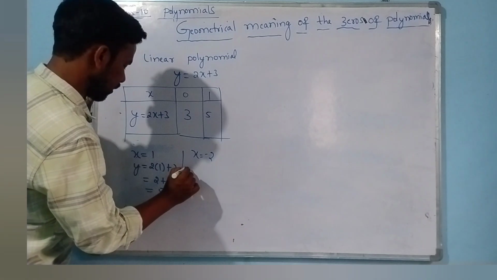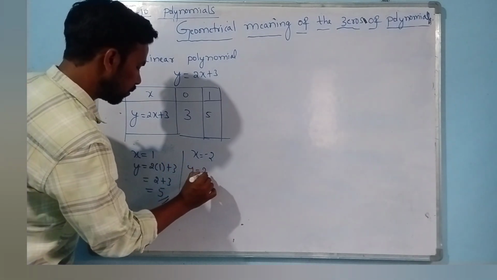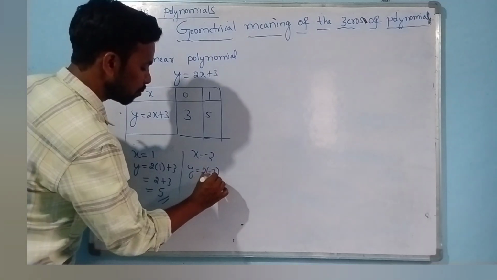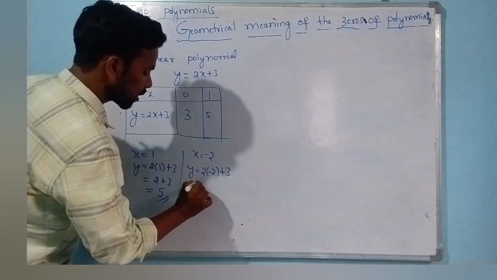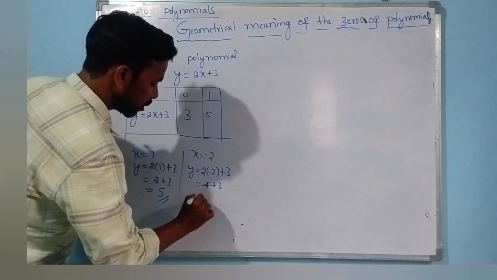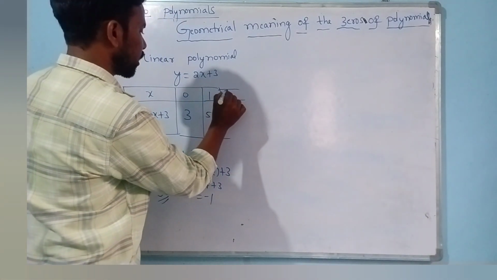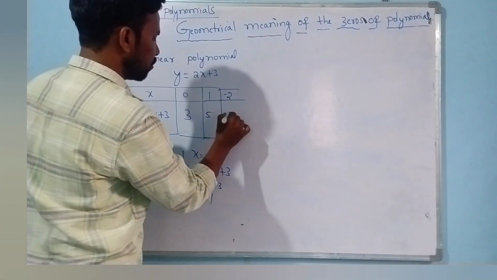When x is equal to minus 2, y is equal to what? 2 into minus 2 plus 3. Plus into minus is minus, 2 fours are 4, minus 4 plus 3. So the answer is minus 1. So when x is equal to minus 2, y is equal to minus 1.